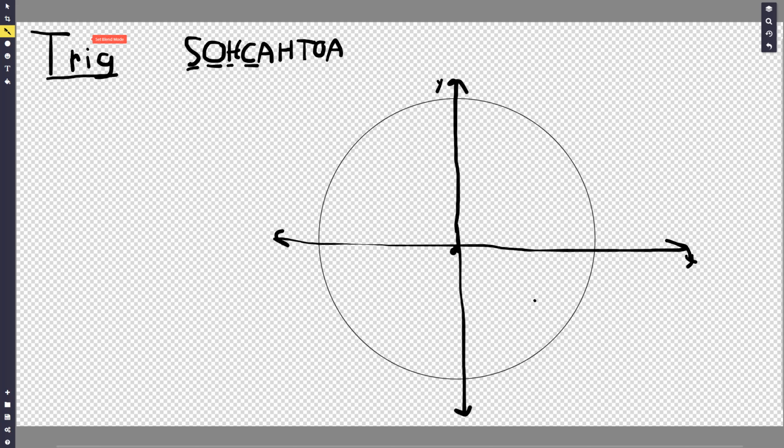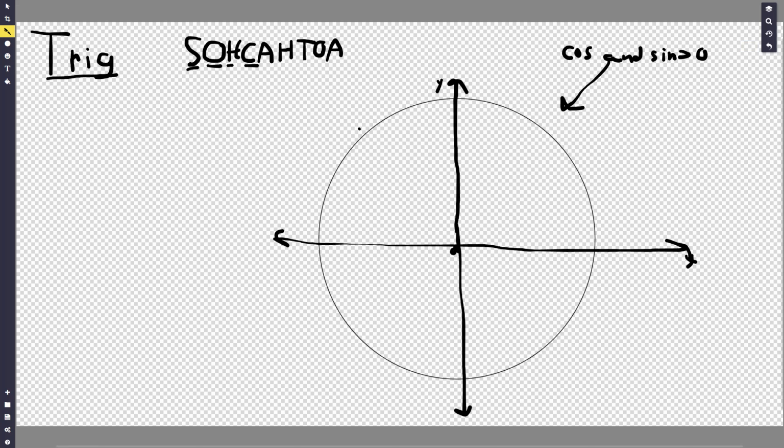Okay, so let's talk about the quadrants of a unit circle. What we know is obviously in the first quadrant, both x and y are positive, right? So if both x and y are positive, then both our cosine and our sine are going to be positive, or greater than 0, okay?